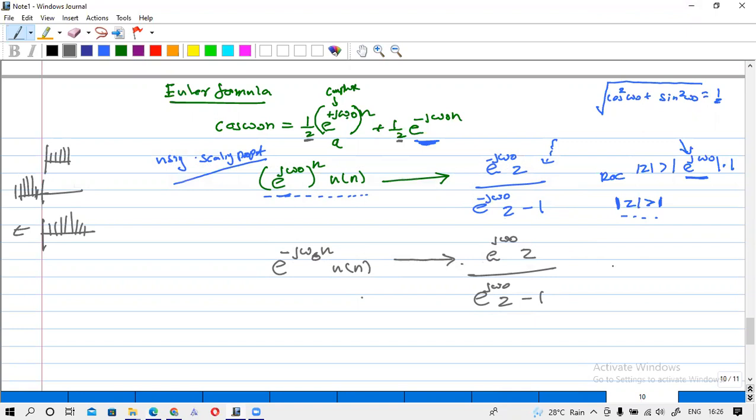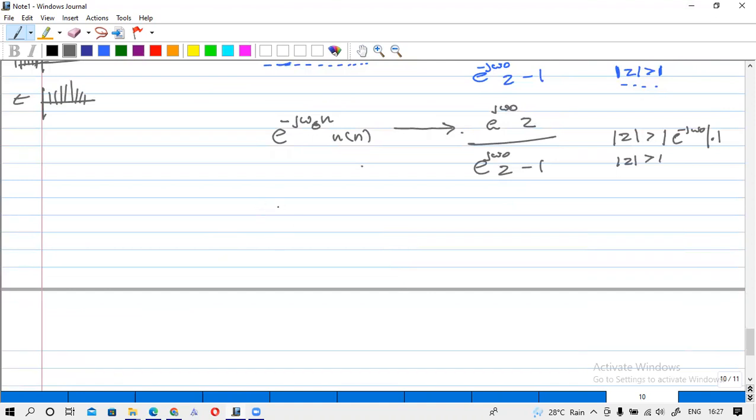And what is the ROC for this one? No change, right? This one and this one look the same. If you get the magnitude of e to the power minus j omega naught, it will also be 1. So here also the ROC is magnitude of Z greater than 1.